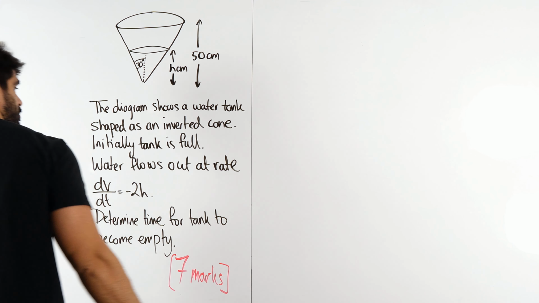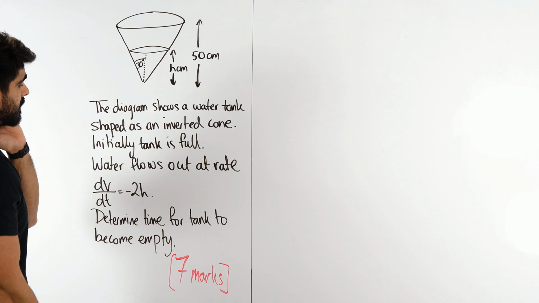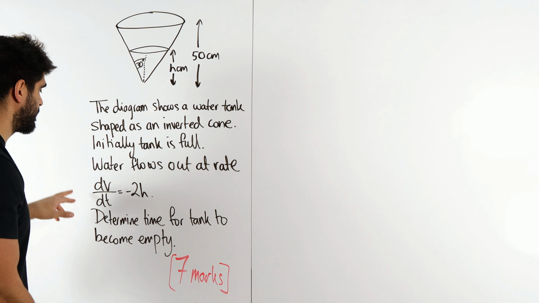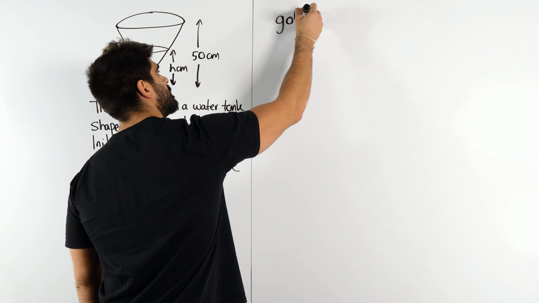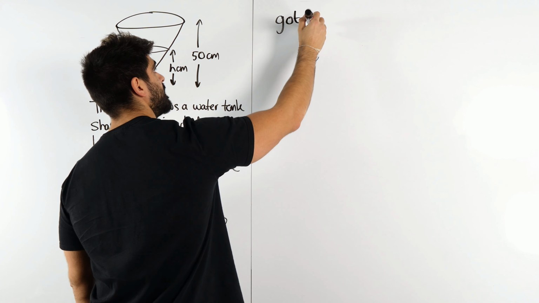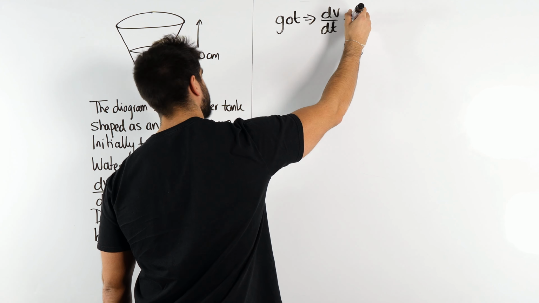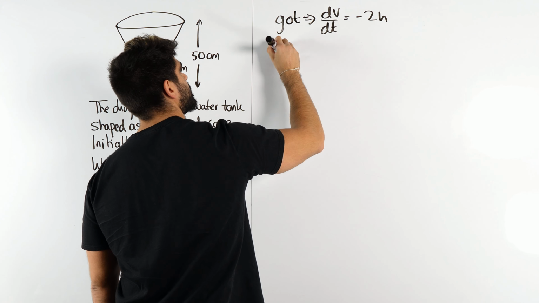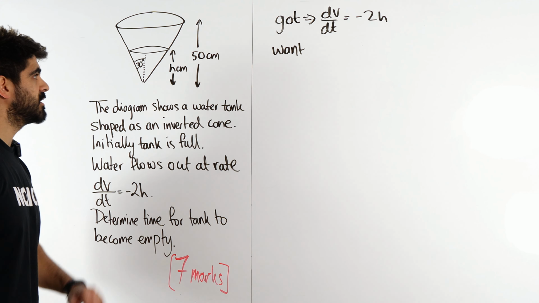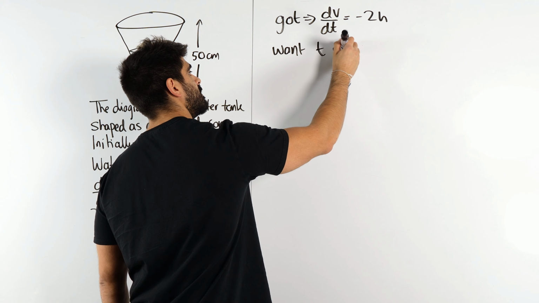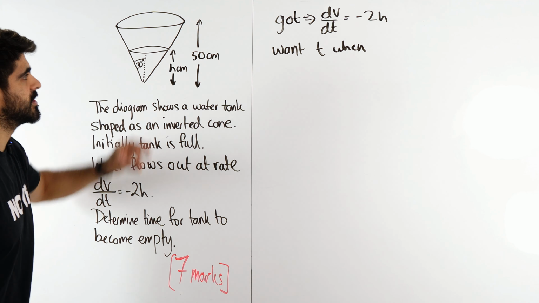So it's very similar to the question before, but most likely this one's not as hard. Okay, so the first thing we do is focus on what they've given us. What we've got is dV by dt, which is minus 2h. Now what do they want? Determine the time, so they want t when the tank becomes empty. Empty means h is 0.